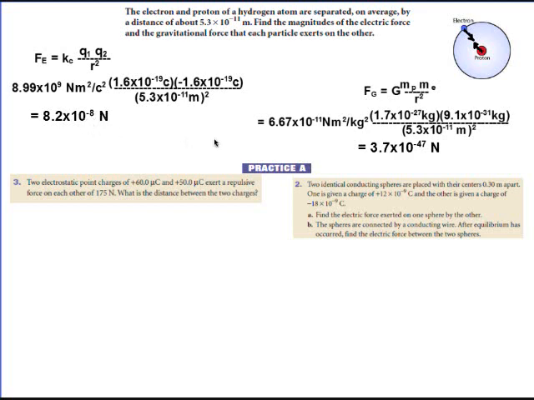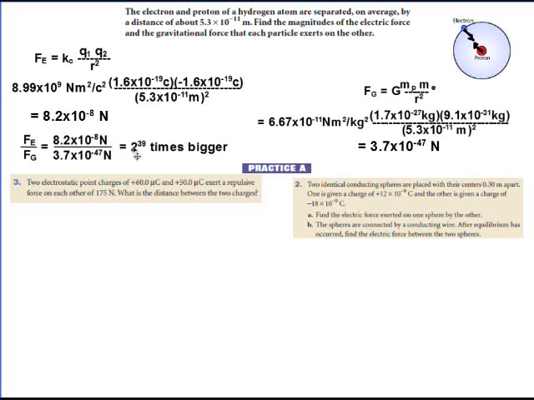Now again, a very small number, but what's really striking about this is just how much larger the electric force is as compared to the gravitational force. This is 10 to the negative 8. This is 10 to the negative 47. If I were to take the ratio of those two forces, I'd see that the electric force is about 2 times 10 to the 39th times bigger than the gravitational force.